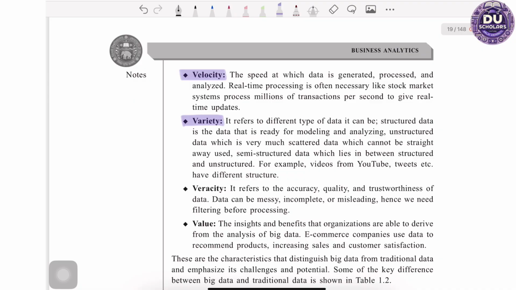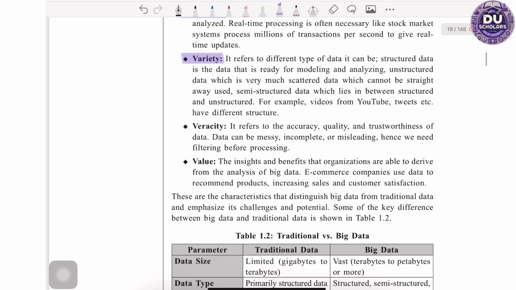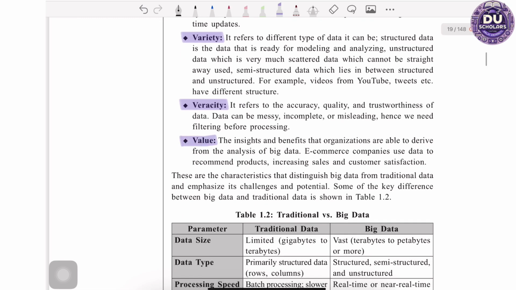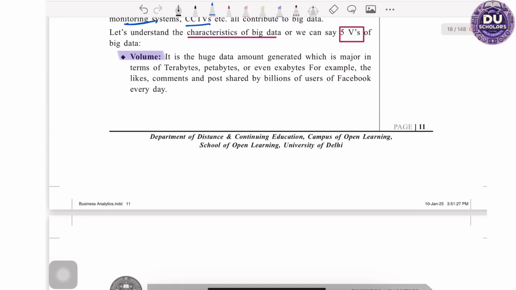Variety is there. There are different types of data collected. Then veracity refers to the accuracy or the trustworthiness of the data. And then the value of the data, that is, the insights or the interpretation that can be made out of this kind of data, right?